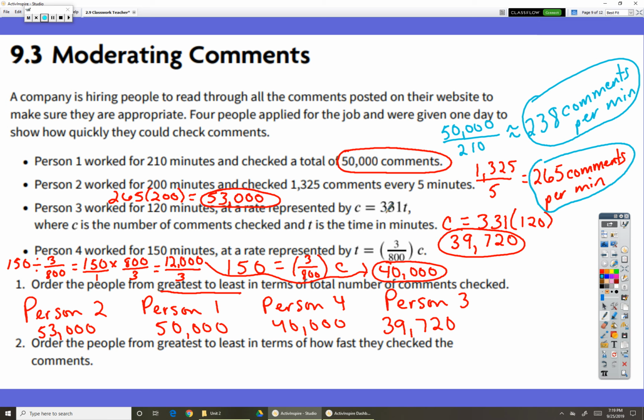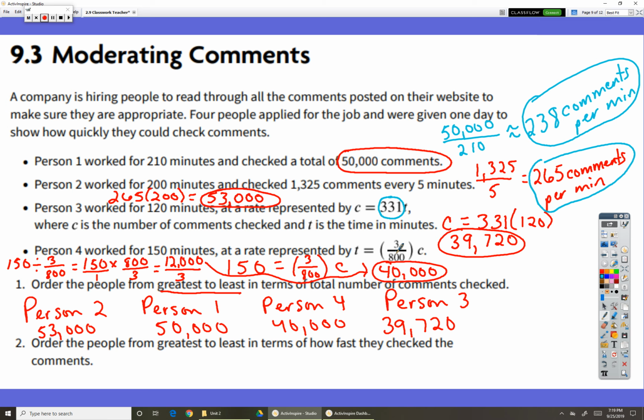Person 3, well, we have a constant of proportionality here, and this constant of proportionality does represent comments per minute, so 331 is the rate for person 3. Now person 4, this gives a rate, but this is not the rate of comments per minute, it's the rate of minutes per comment. So it took the person 3/800ths of a minute for every comment.